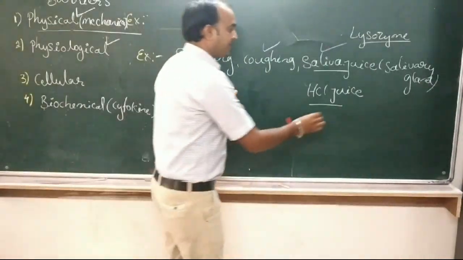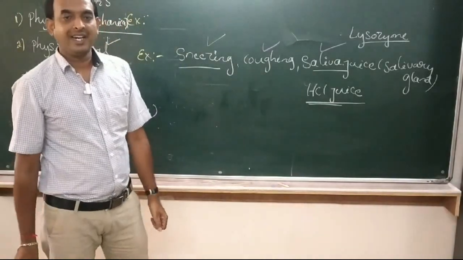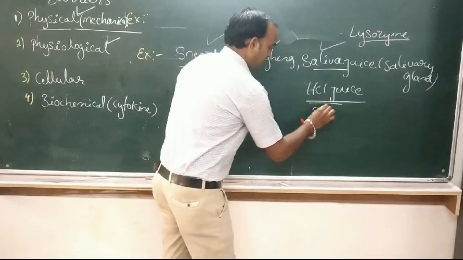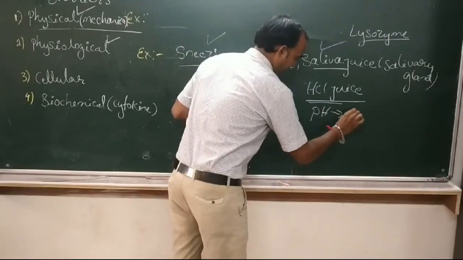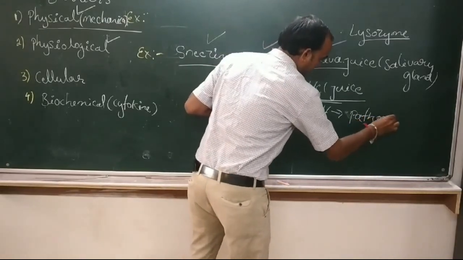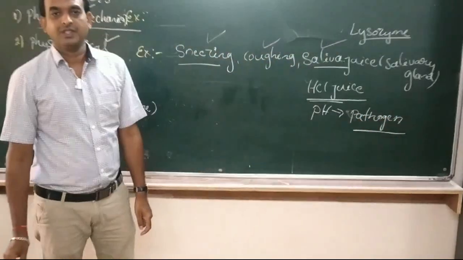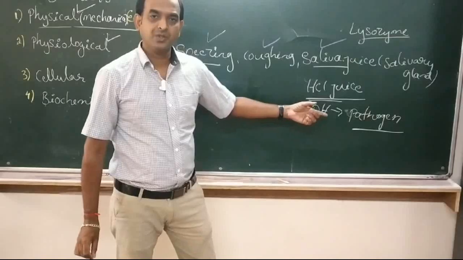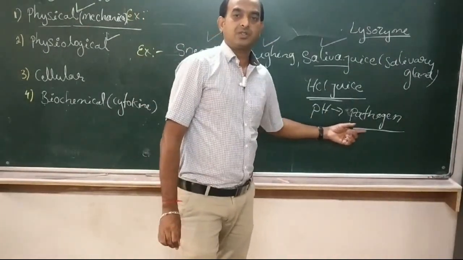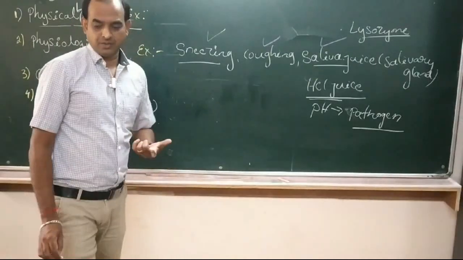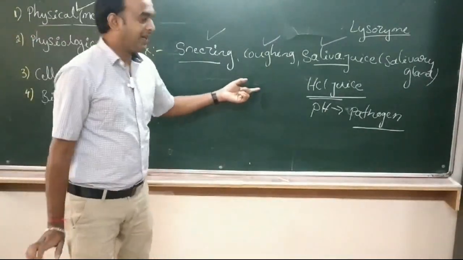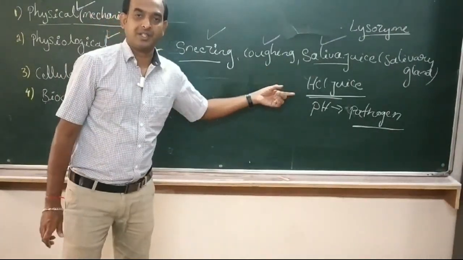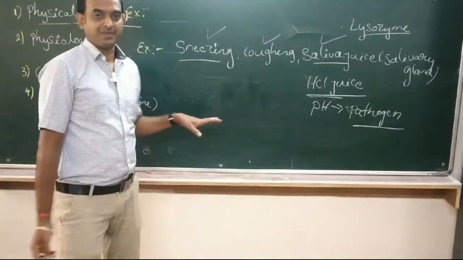Same with HCl. Because of the high acidic nature of the gastric juice, some organisms or pathogens do not survive in this pH. Normally bacteria require an optimum pH, but this is highly acidic, so most of the unwanted pathogenic bacteria will get destroyed. By such physiological processes, the body shows its defense system to remove or destroy unwanted organisms.